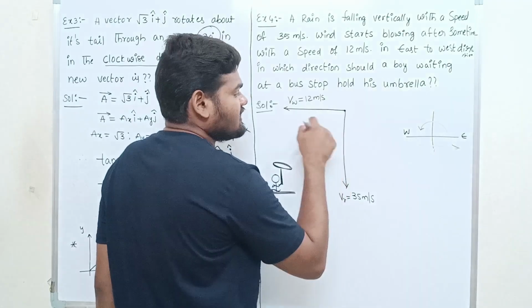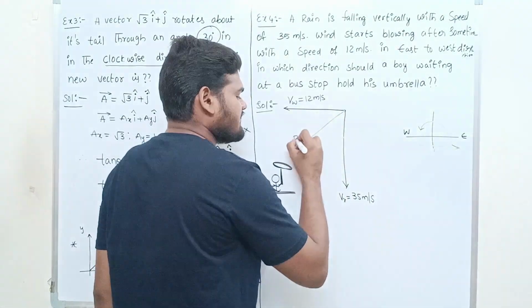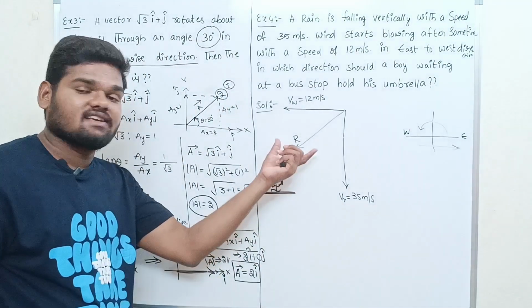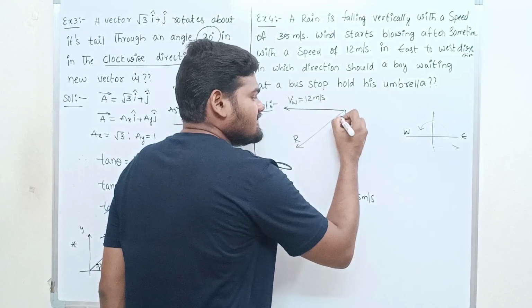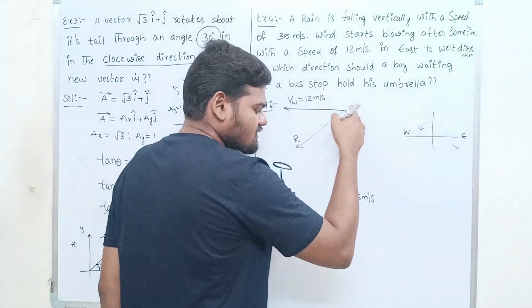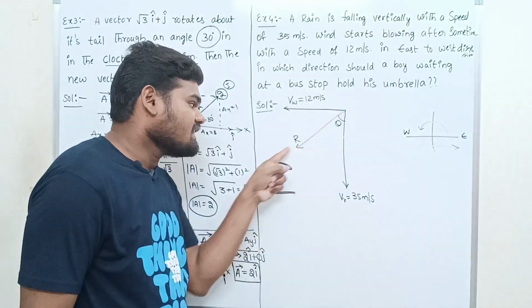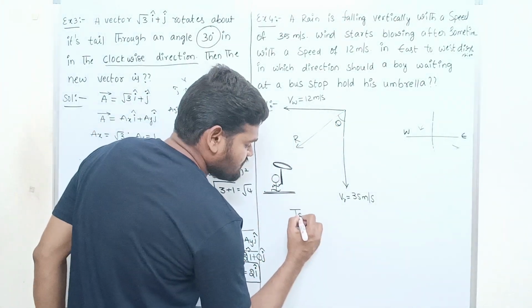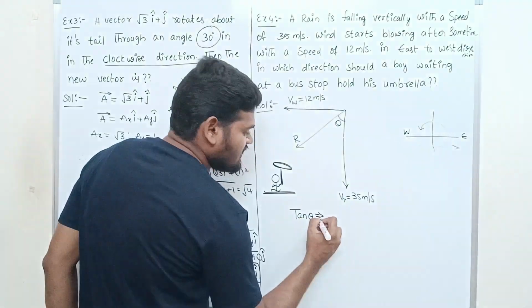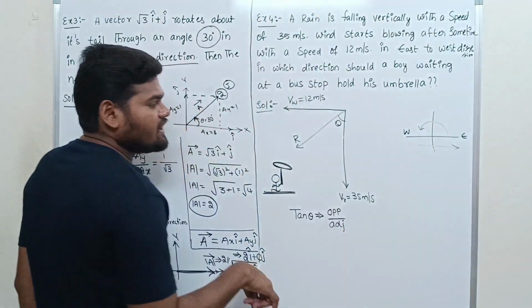So now I am considering the resultant of these two velocities like this. This is the resultant of these two velocities, r bar. Now I am considering that this resultant vector is making an angle theta with the vertical. To find the direction of r bar, we have the formula. What is that? Tan theta is equal to opposite side by adjacent side.